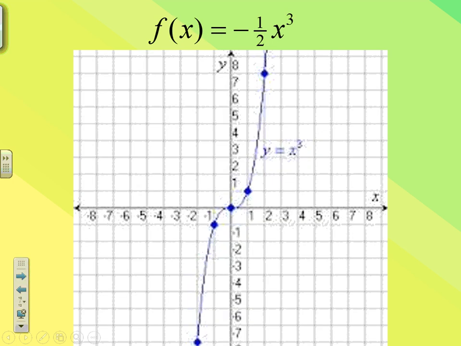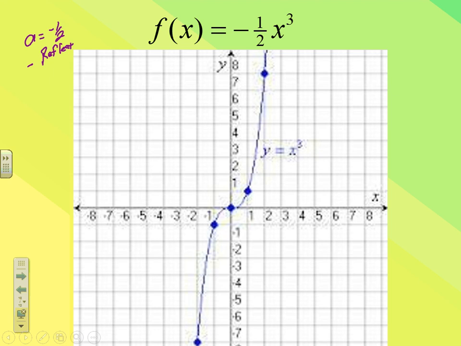Now here, this is a nicer one. I know the picture doesn't look so great, but this is a better one because there are actually 2 transformations here. The a value that we're looking at as far as our transformation is a -1/2. Well, the negative says reflect it over the x-axis. And the 1/2, because it's between 0 and 1, says compress vertically.